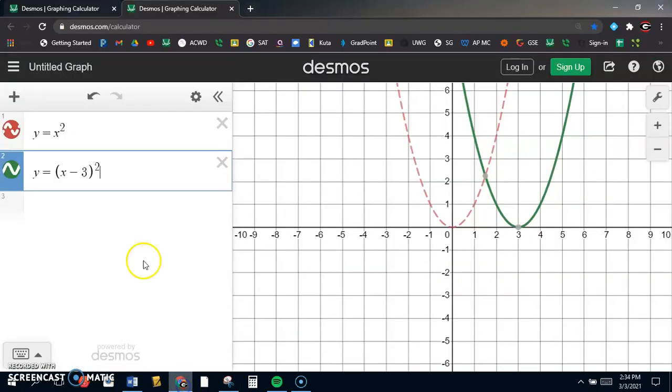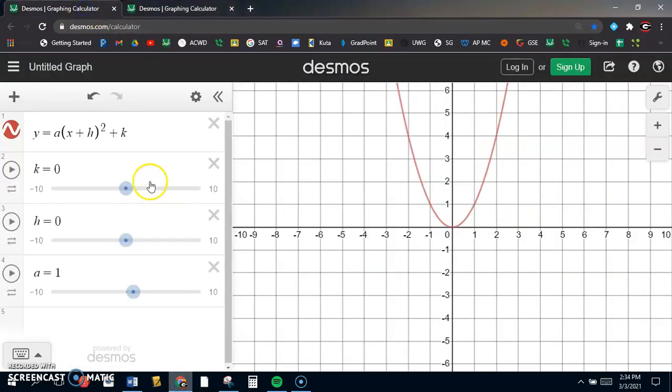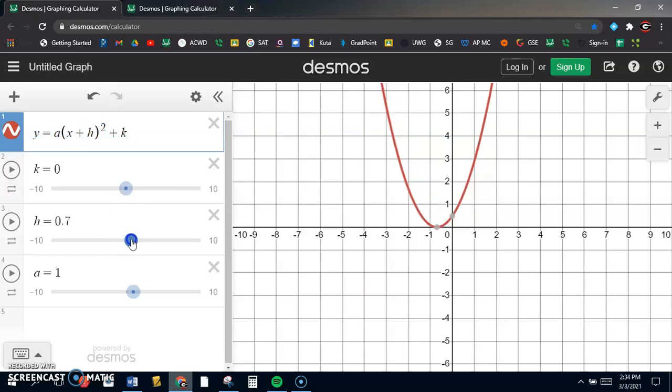Let's illustrate that with our slider. All right, so this time if you look again at our parent, the inside number is the h. So if I come down here and only affect h, look what happens when I make it positive. The graph, watch the graph. It's moving to the left.